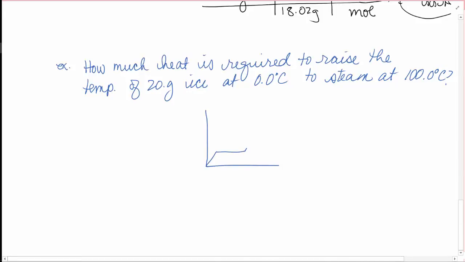I'm going to sketch this graph, and I would encourage you to do it all the time because it helps you to know what you're doing. So here's what this is saying. This is saying I have ice at 0. Well, here is where it's a solid. If I get to the other corner, this is where it's a liquid, and along the line is the phase change of melting. So I'm starting with ice at 0. I need to get it up to steam at 100.